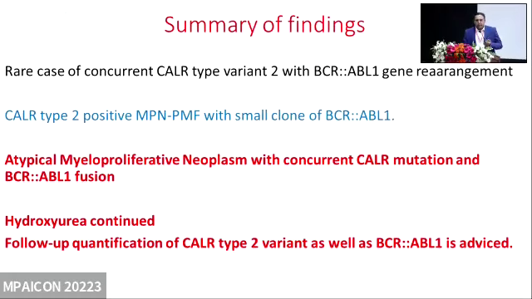To summarize, this is a rare case of concurrent CALR type 2 variant with BCR-ABL gene rearrangement. We have called it atypical myeloproliferative neoplasm with concurrent CALR and BCR-ABL fusion. The patient has been continued on hydroxyurea therapy. We have advised follow-up for quantification of both the CALR type 2 variant as well as the BCR-ABL fusion. Thank you.